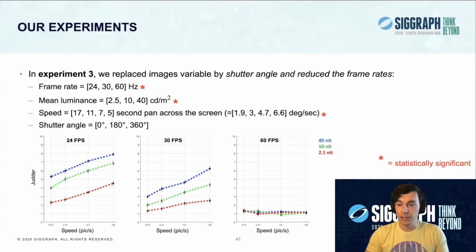Once again, we find that the first three variables of frame rate, luminance, and speed are statistically significant, and shutter angle was found to not be significant in this case. So we average out over the variable, and we get the results as follows in the plot.